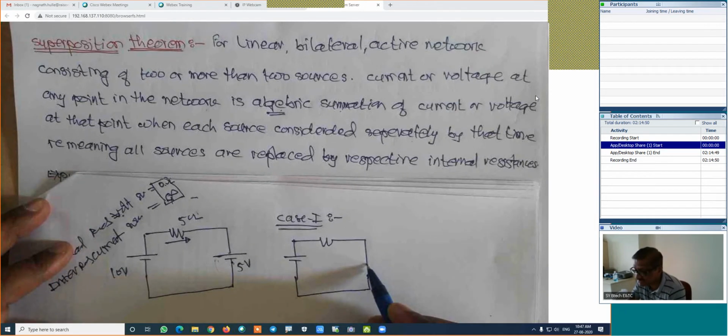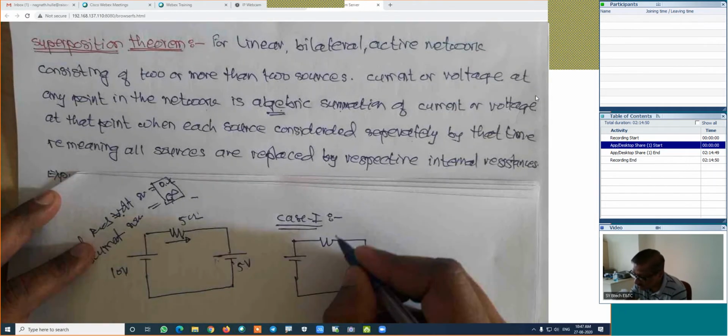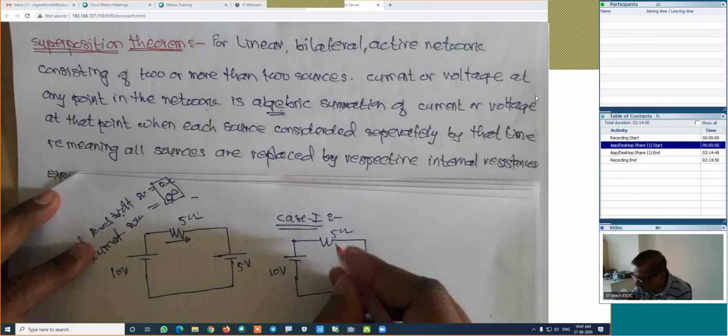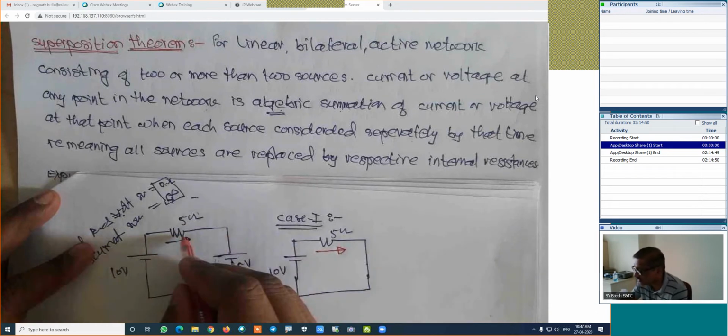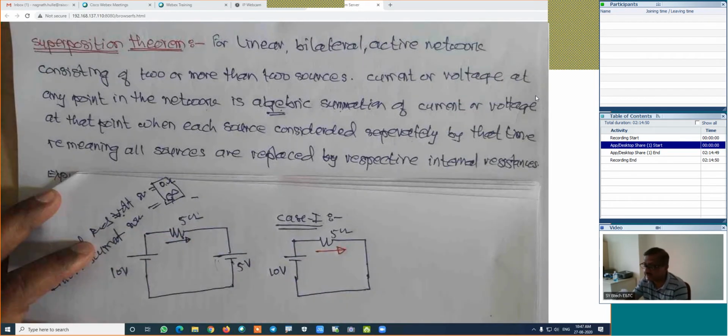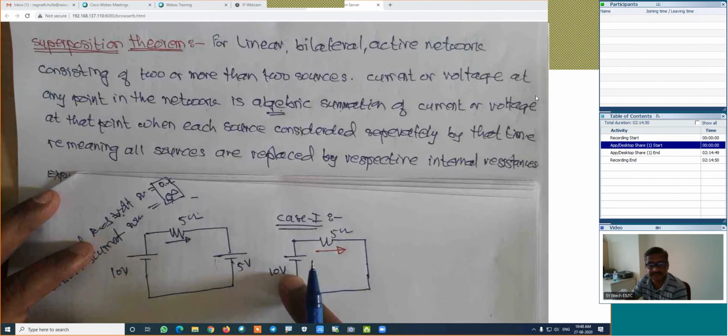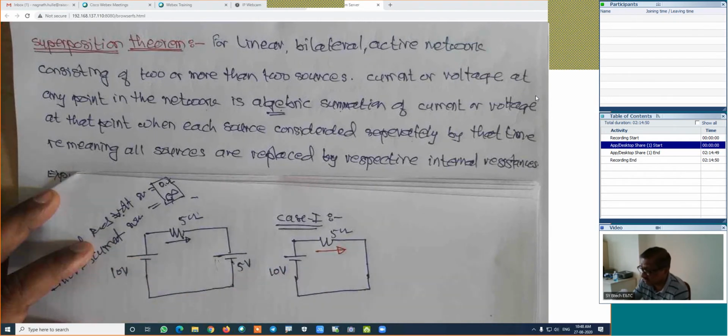That's why it is replaced by the 0 resistance. This is 5 ohm as it is, this is 10 volt as it is. Now look at the direction of the current. It is forward in this resistance. And always we will get the true direction of the current in this case because we have only a single source at a time. If we have multiple sources, we have confusion about the direction of the current, but whenever we have a single source, we are able to calculate its actual value of the current.